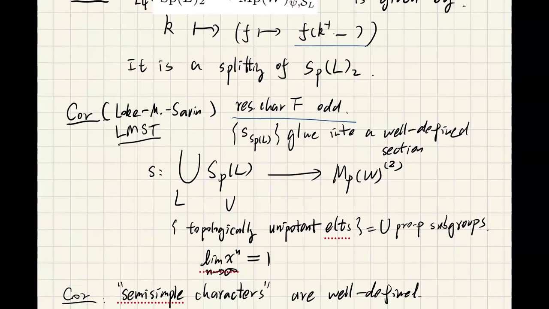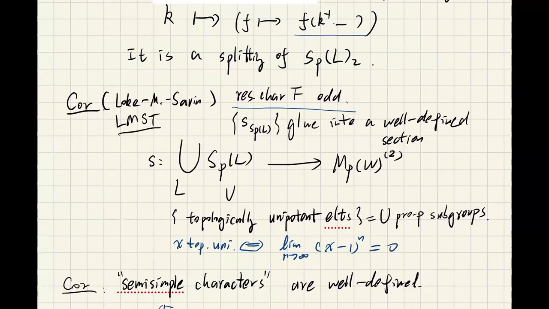So in particular, the set of these elements contains all topologically unipotent elements. What's the meaning of topologically unipotent? Sorry, I think I made a mistake here. Unipotent means that (x minus 1) to the power n is equal to 0, but now I allow n to go to infinity. So x is topologically unipotent means that the limit as n goes to infinity of (x minus 1) to the power of n is equal to 0.